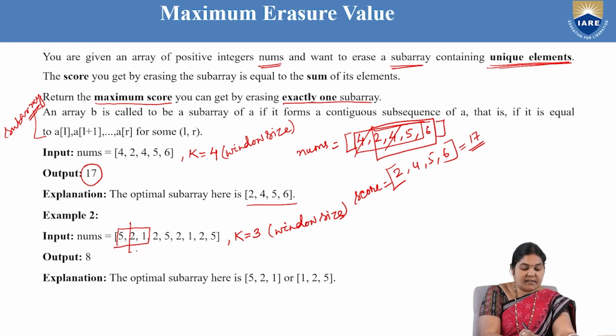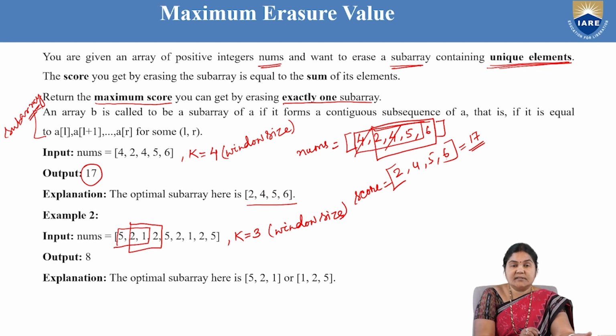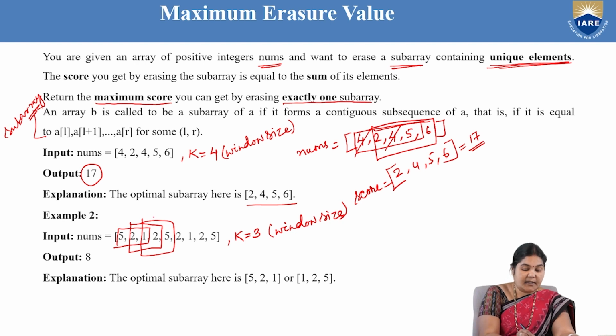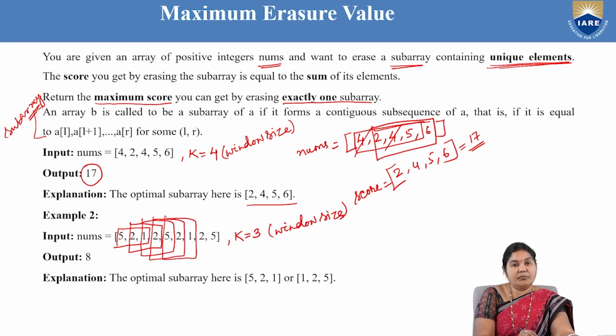If I slide to the next window, 2 1 2, it contains repeated elements, so I cannot consider it. If I talk about the third window, 1 2 5, it contains unique elements, and the score is 5 plus 2 plus 1, which is 8. Then if I consider 2 5 2, it contains a repeated element. If I consider 5 2 1, again the same window with a score of 8. If I consider 2 1 2, a repeated element is there, so I cannot consider it.